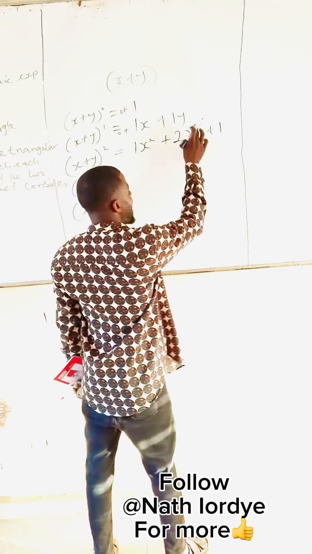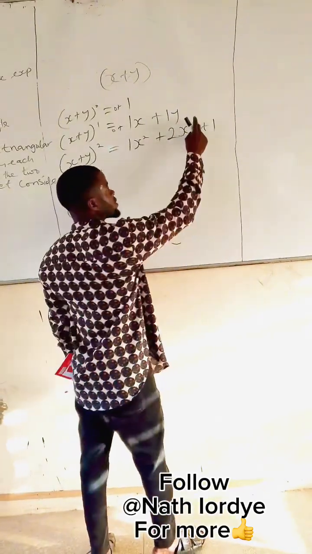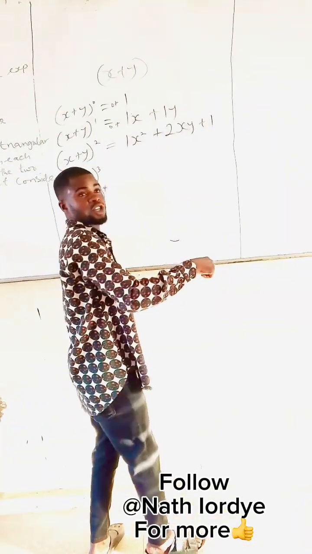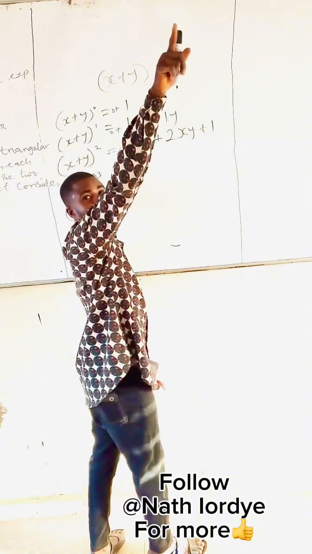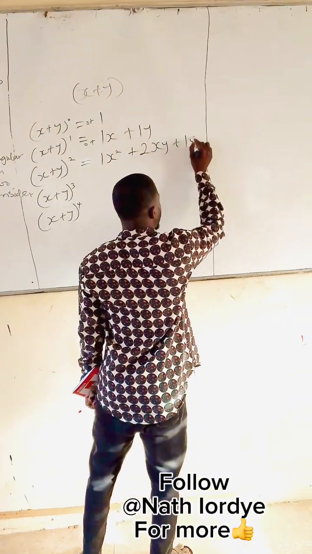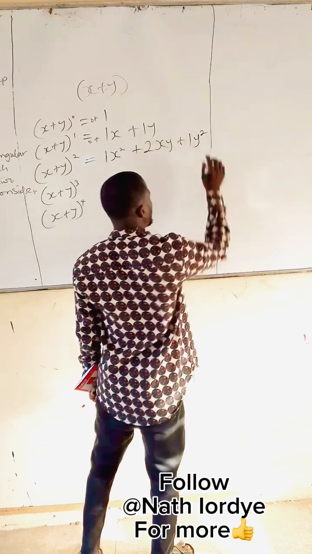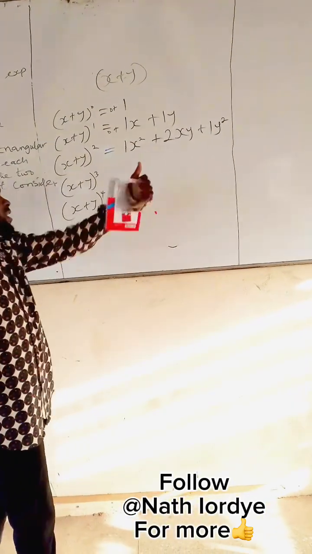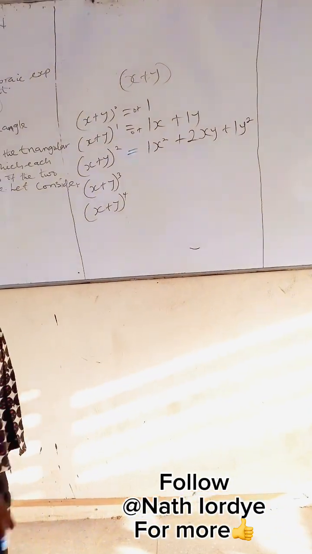So now, because x here was raised to the power of 1, y was raised to the power of 1. Now x has dropped to the power of 0, y will increase to the power of 2. So now we have something like 1y to the power of 2. And that is our next row on Pascal's triangle.